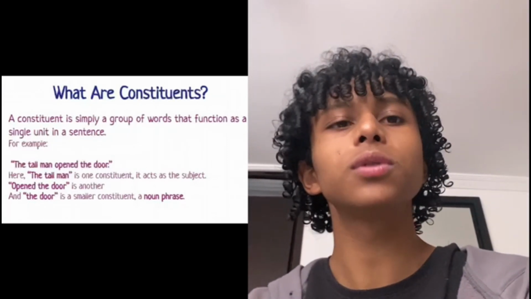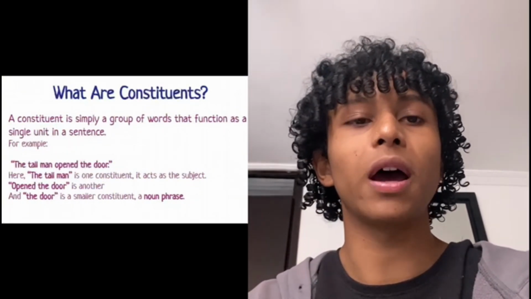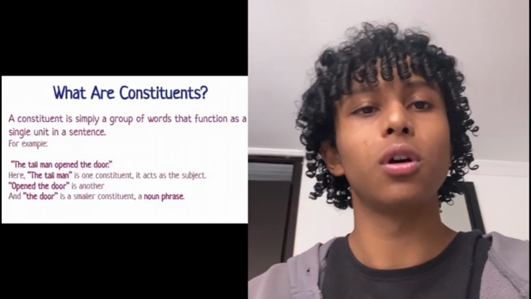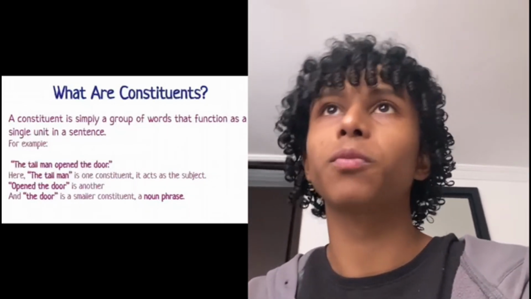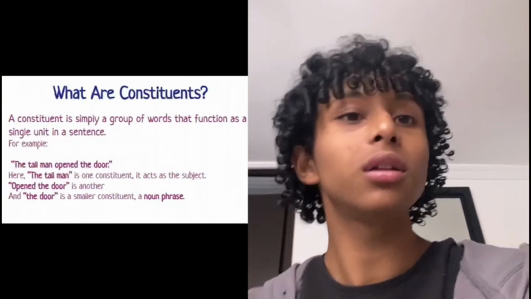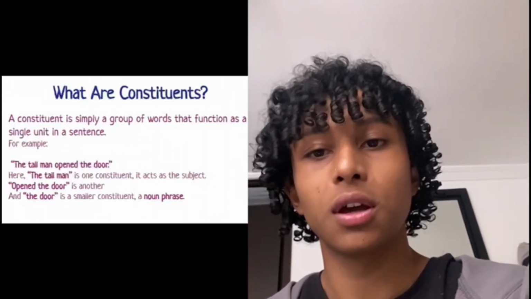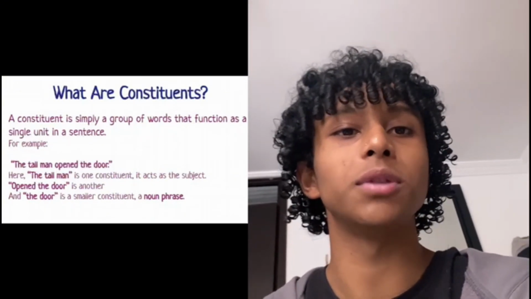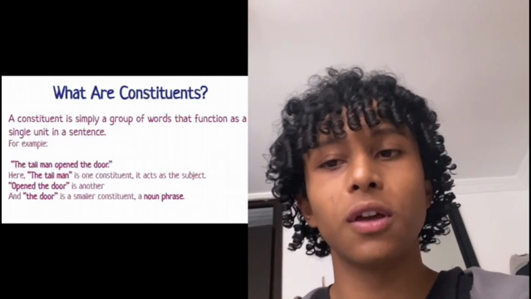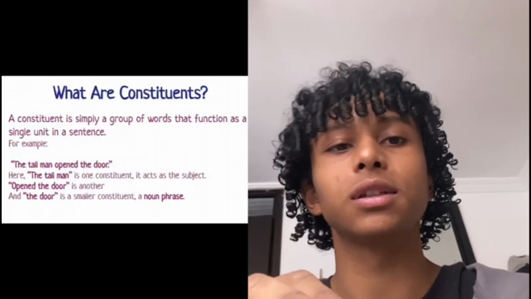A constituent is a group of words that has meaning by itself and doesn't need a full sentence to have a real meaning. As an example, we can say "The tall man opened the door." Here, "the tall man" is one constituent because it acts as a subject, and "opened the door" is another one. And then "the door" is a smaller constituent because it is a noun phrase.